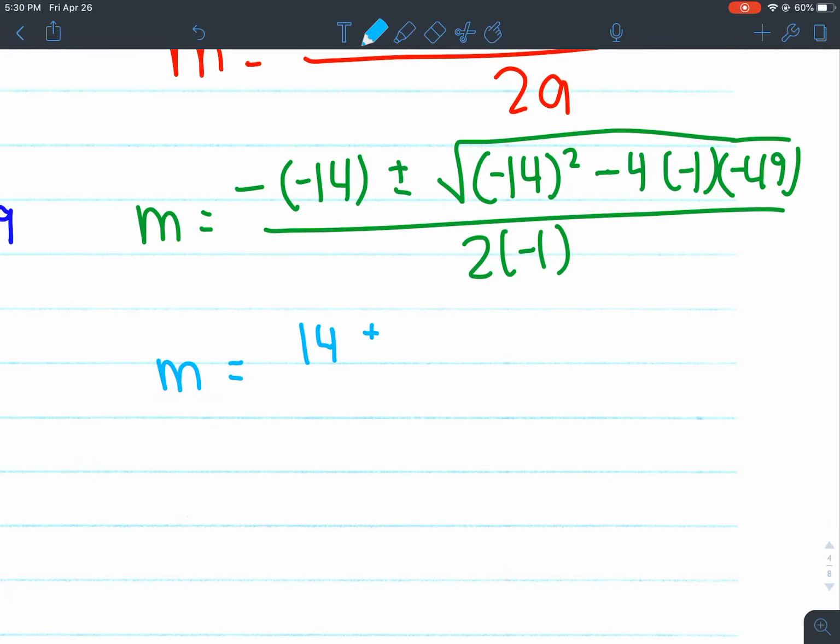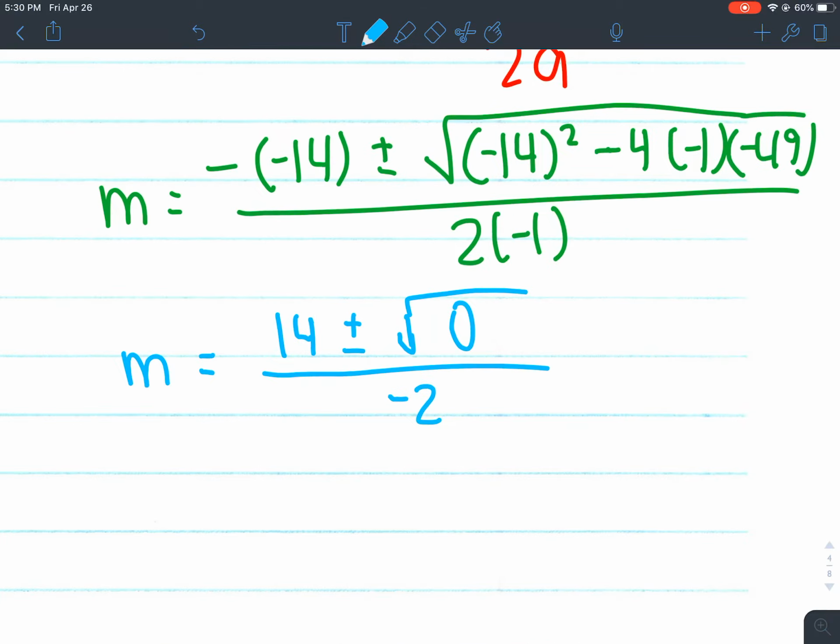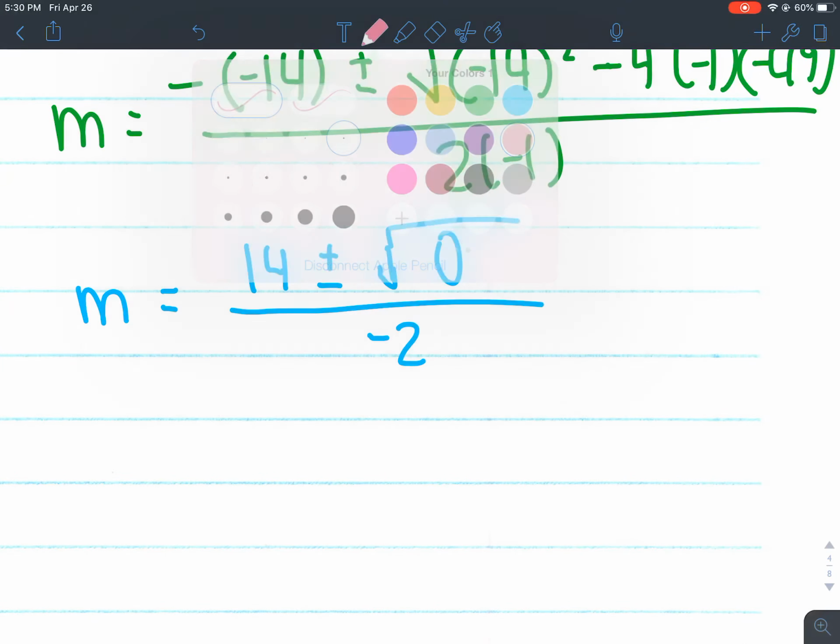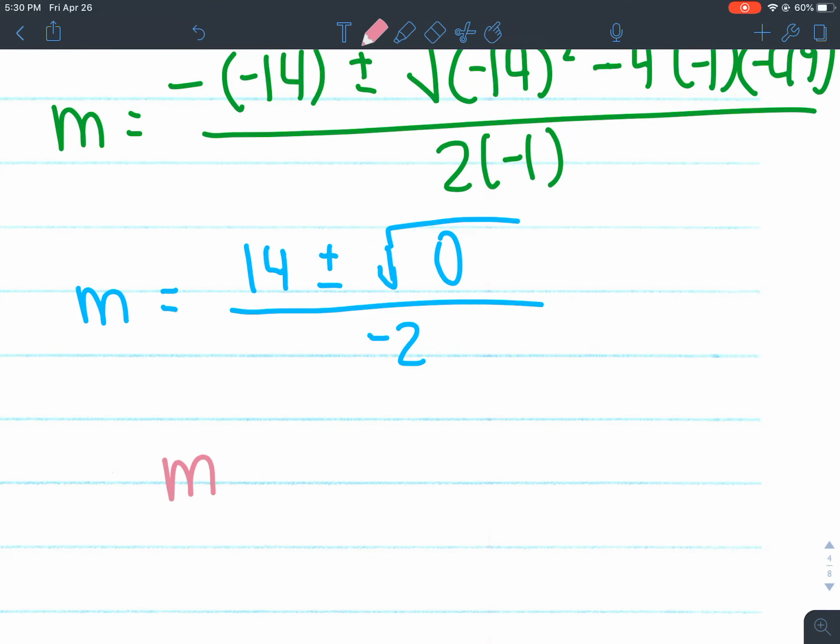So I have a positive 14 plus or minus the square root. In the denominator, I have negative 2. Now, if I simplify what's in my parentheses right now, I'm going to get, I think, give me one second. I get 0, right? I get 0 if I simplify all that in my calculator. Now, what's the square root of 0? 0. So that kind of just goes away.